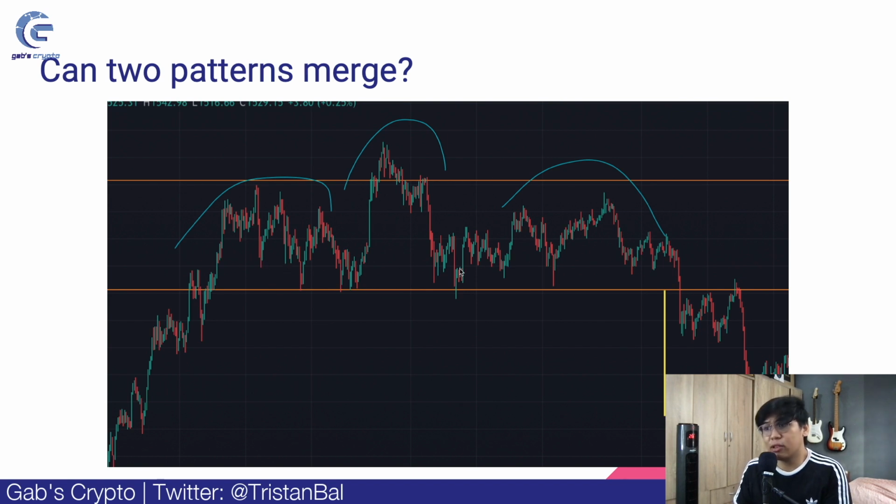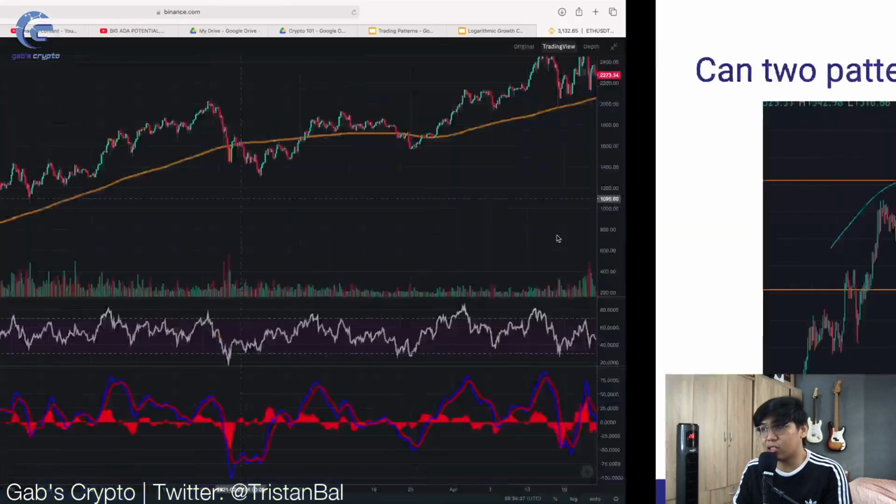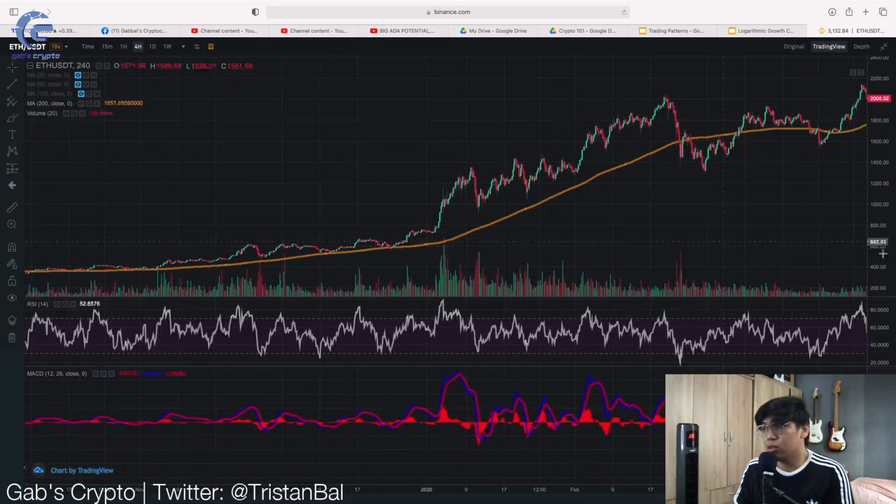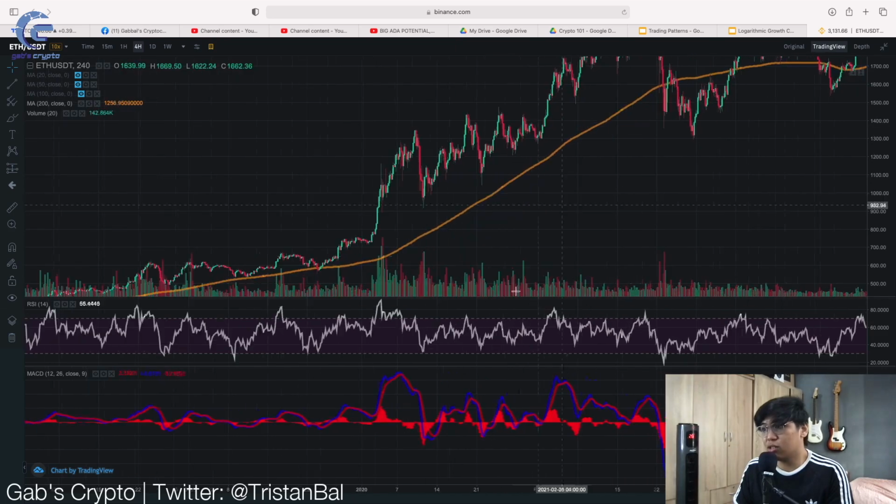Wala naman siya talagang limit kung ilang pattern gawin mo sa isang area. So yeah, pwede mo i-merge yung mga pattern para mag-form ng next move. So now let's use this pattern sa actual movement natin. So let's dive into this Ethereum chart naman for an example today.